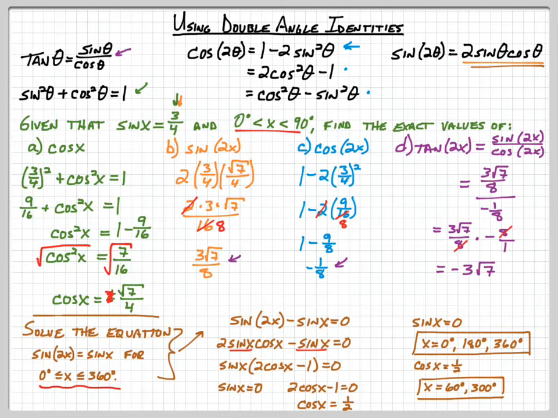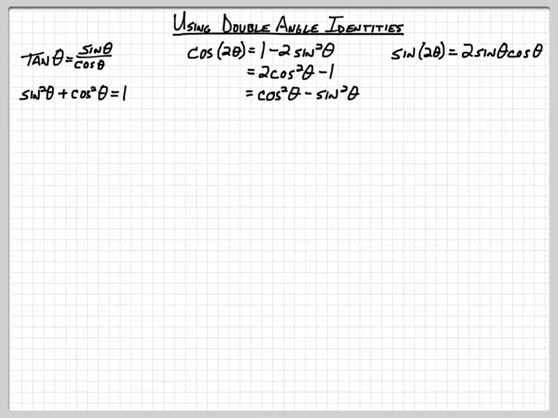All right, so I got one more problem. It's kind of a proof type problem that you might see. And it looks like this. Prove that (1 plus tangent squared x) cosine 2x equals 1 minus tangent squared x.